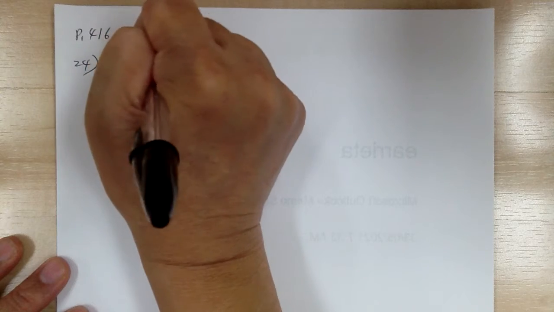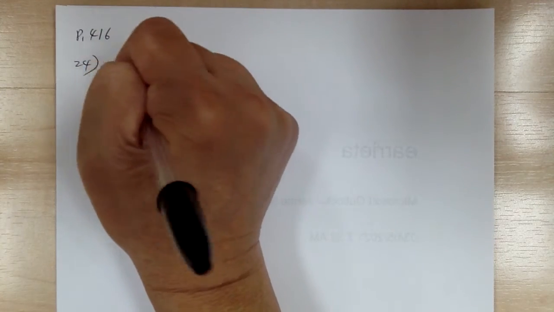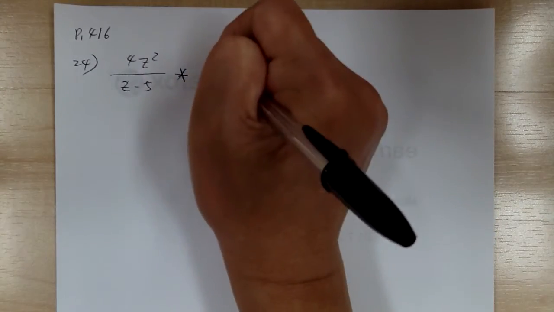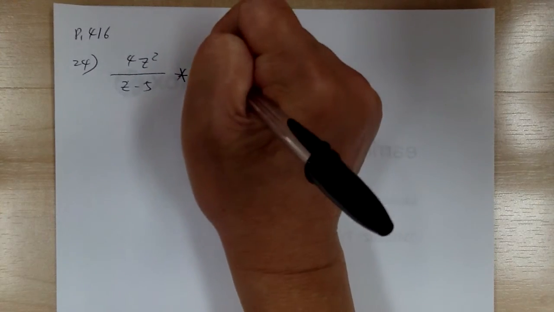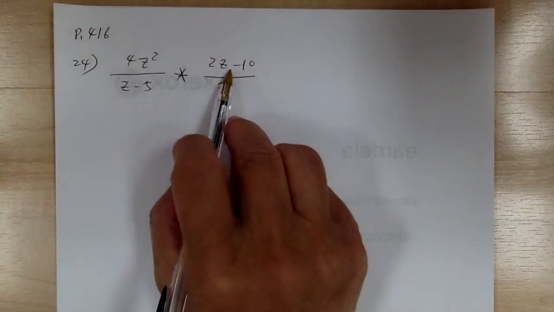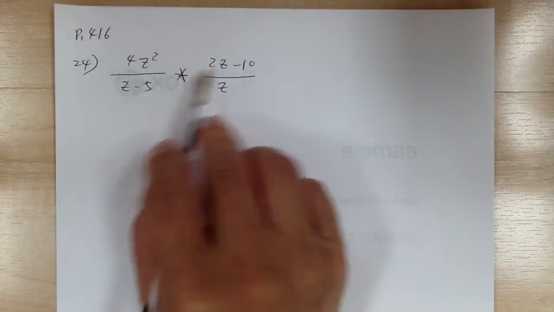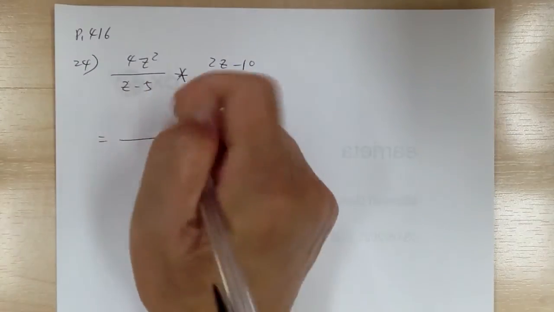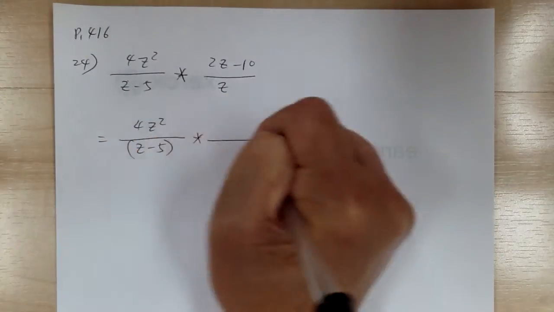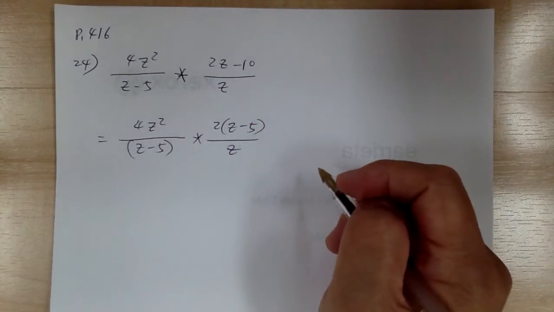Okay, you've got 4z² over z − 5, and you have division, so make it into multiplication and flip the fraction upside down. Now before you start to cancel things out, do the factoring, because you cannot cancel terms. So you need to do one more step. This one you have to factor out the 2. Okay, now you can go and cancel.